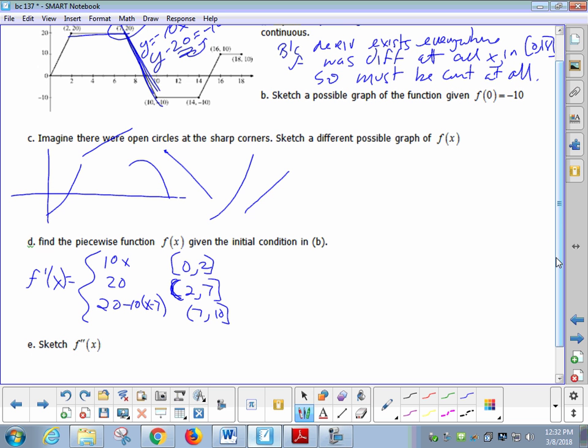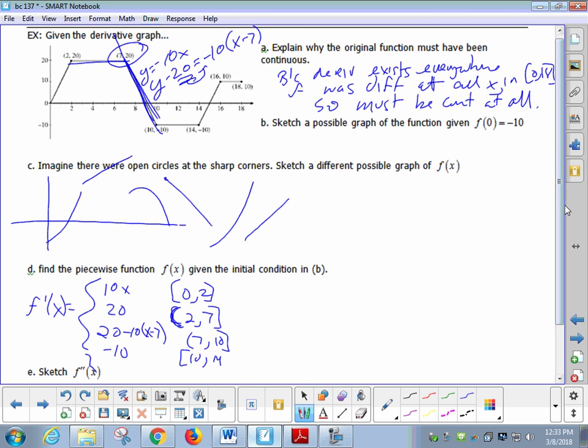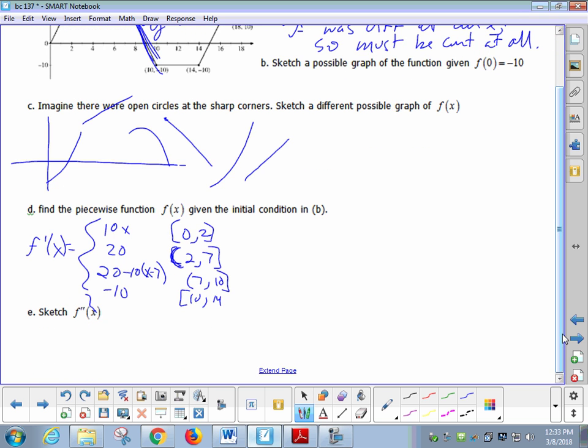What about the next function? Negative 10 from 10 till 14. And last but not least, actually still two more pieces. Oh my goodness. What's the slope? What do we got? Up 26 over 2, so the slope is 13.